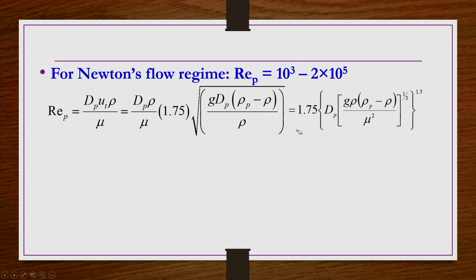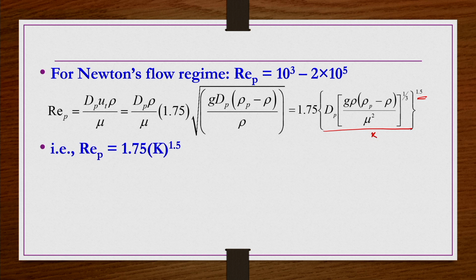You will get 1.75 multiplied by (dP g rho (rho p minus rho) by mu square) whole power 1 by 3, whole power 1.5. So, this is nothing but again your K value. So, that is 1.75 K power 1.5, right.